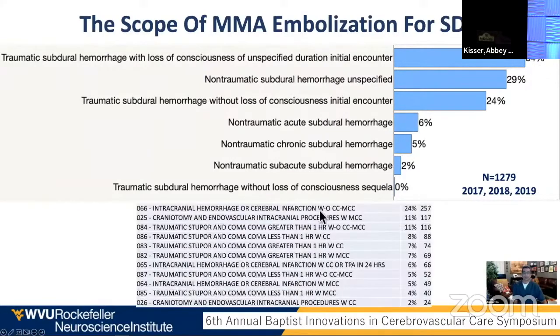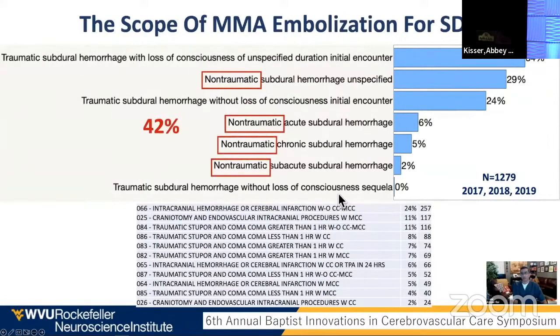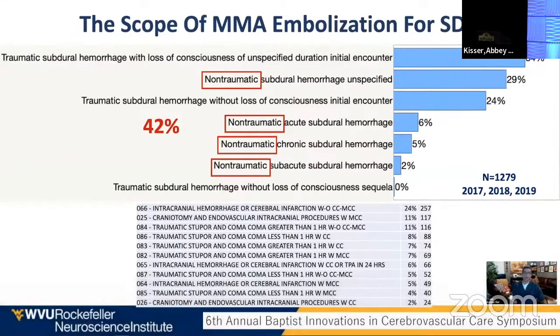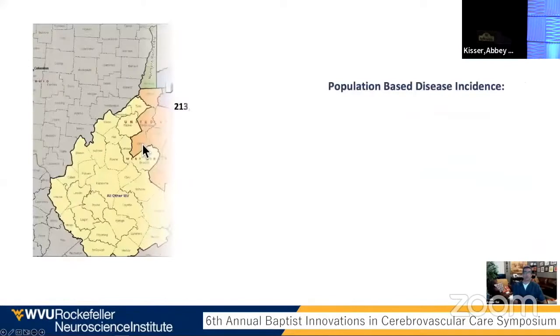We looked at the DRG codes that were associated with these ICD encounters. And we looked at the non-traumatic subdural hematoma, which were at 42%, because that seems to be the first break in defining chronic subdural hematomas. We don't want to be treating traumatic subdural hematomas acutely with middle meningeal artery embolization, certainly at this point.